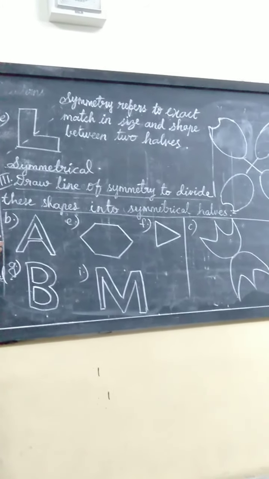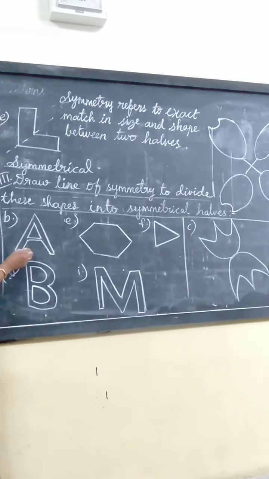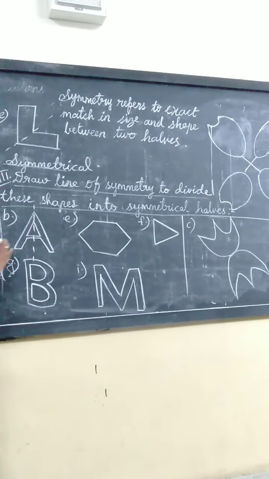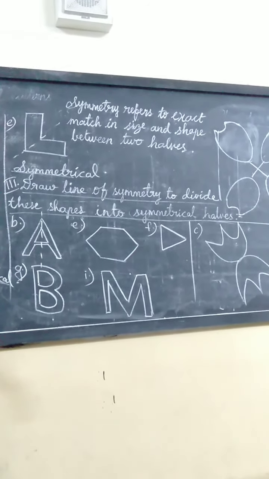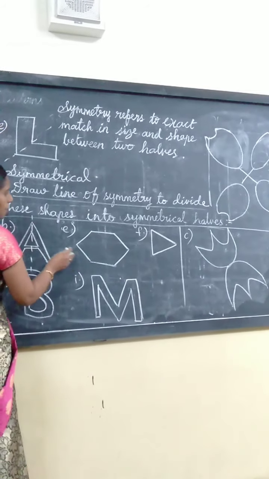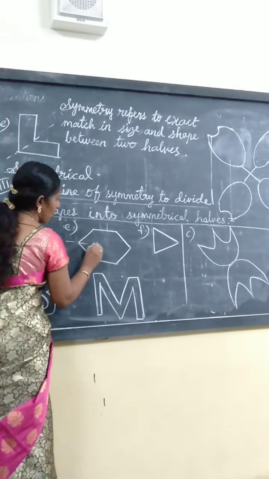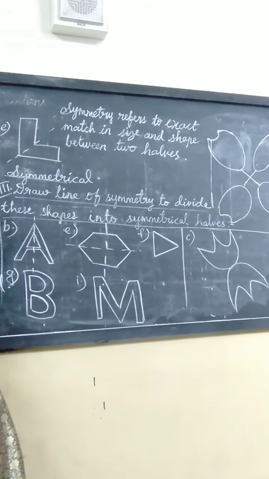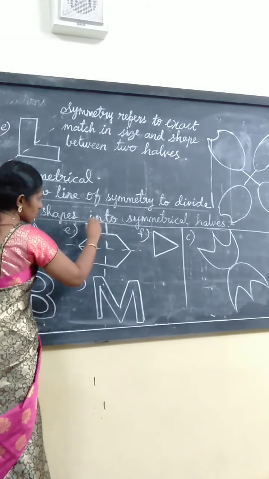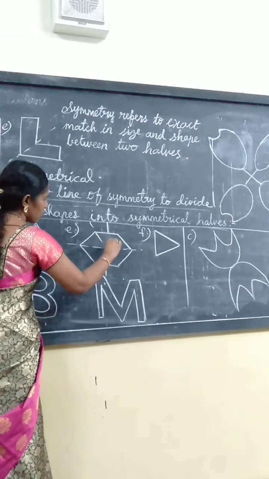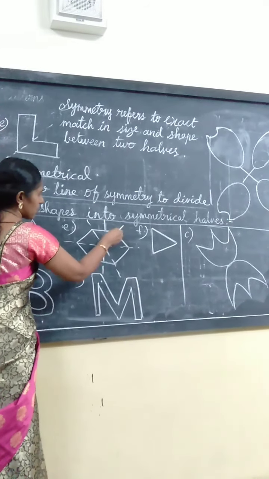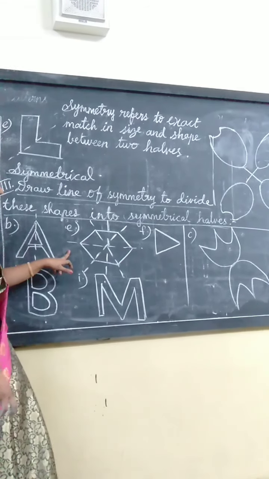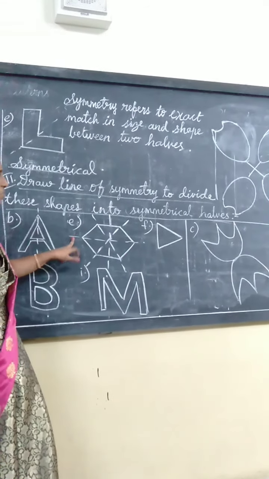Now we have to draw the line of symmetry. See the B sum. How can you draw the line of symmetry? Vertically only you can draw. You cannot draw horizontally. See the E sum. Here you can draw horizontally and vertically also. And crossly also you can draw. If you cut like this also it divides the shape equally. If you cut like this also it divides equally. So for some shapes you can draw more than 1 or 2 lines of symmetry.